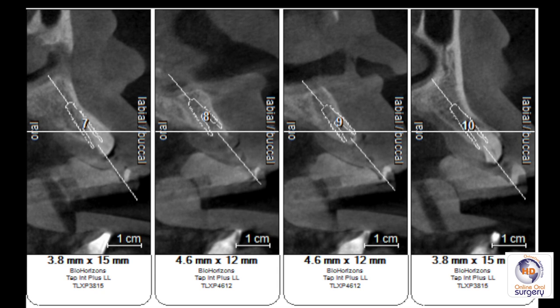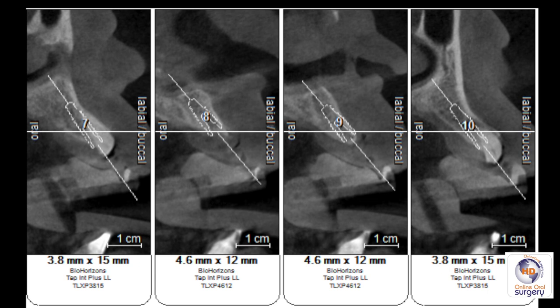We're going to be using BioHorizons Tapered Internal Plus implants. For the lateral incisor positions, they're going to be 3.8 millimeters in diameter and 15 millimeters in length. For the central incisors, the fixtures are 4.6 millimeters in diameter and 12 millimeters in length. The Tapered Internal Plus line uses platform switching to attach to the abutment, and in this patient's case, it's his dentist's preference to use cement-retained restorations. As you can see, the implants themselves are aligned with the incisal edge of all four of the teeth that comprise the final prosthesis.